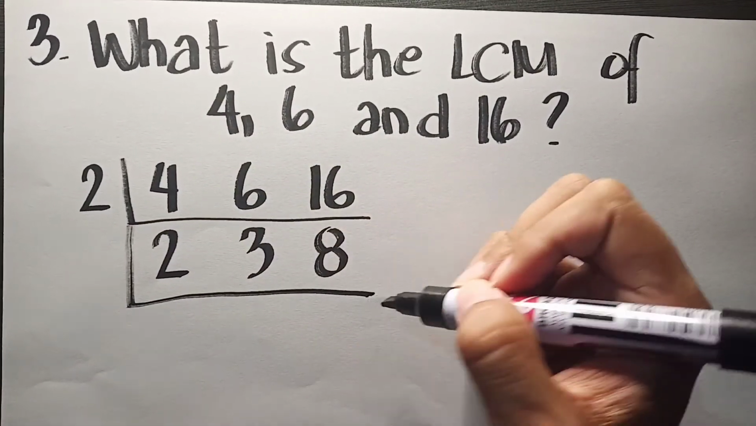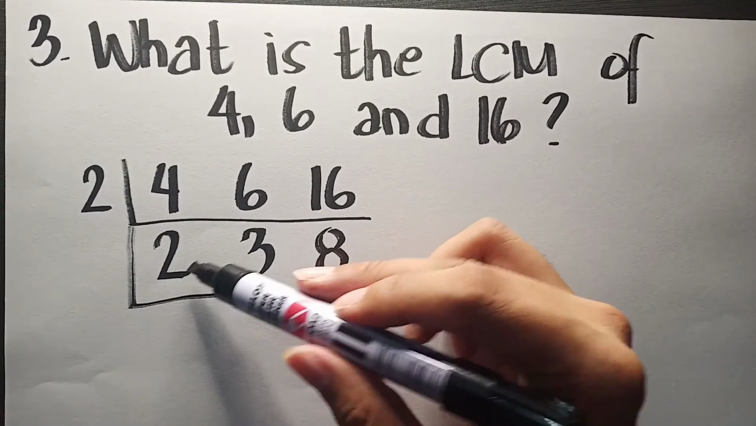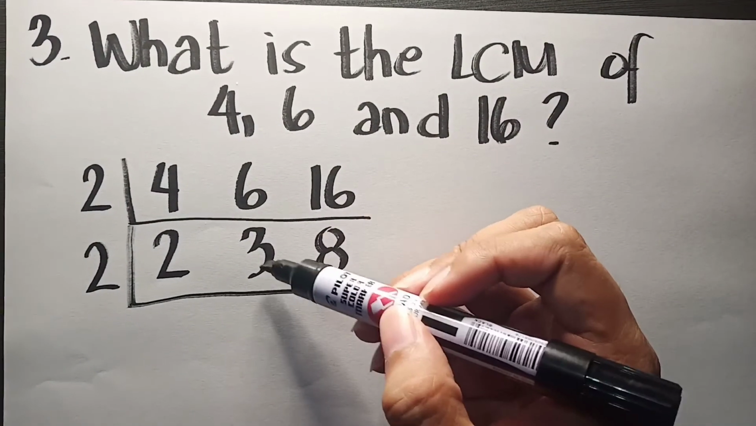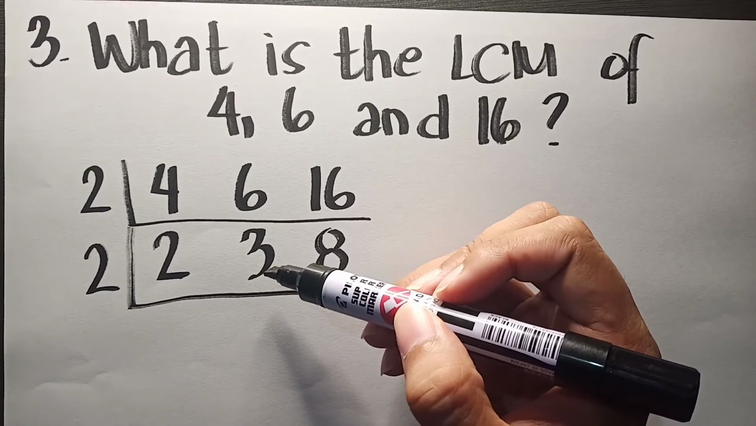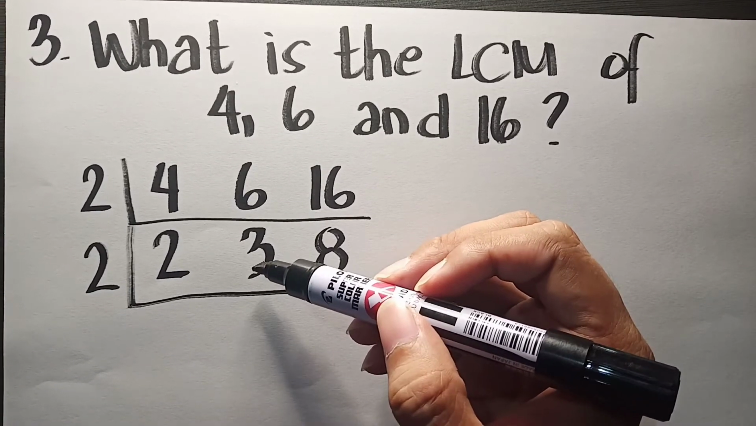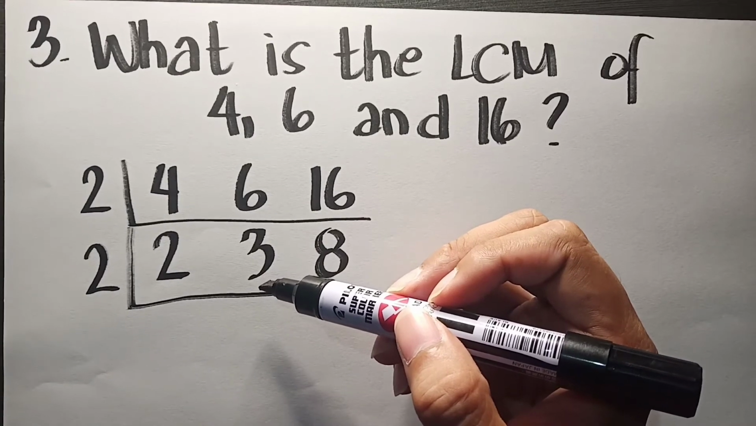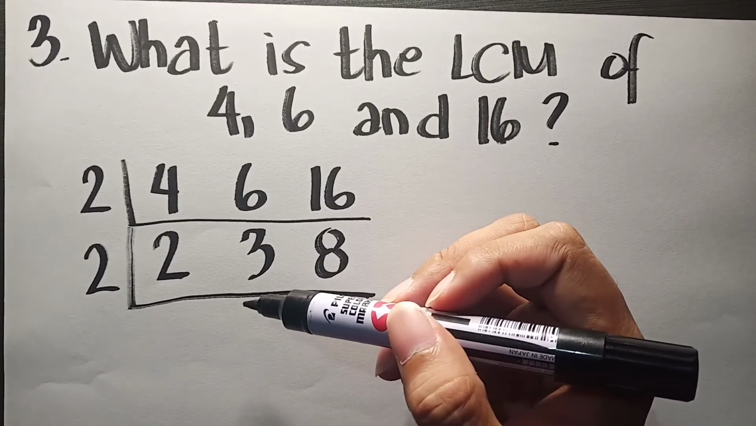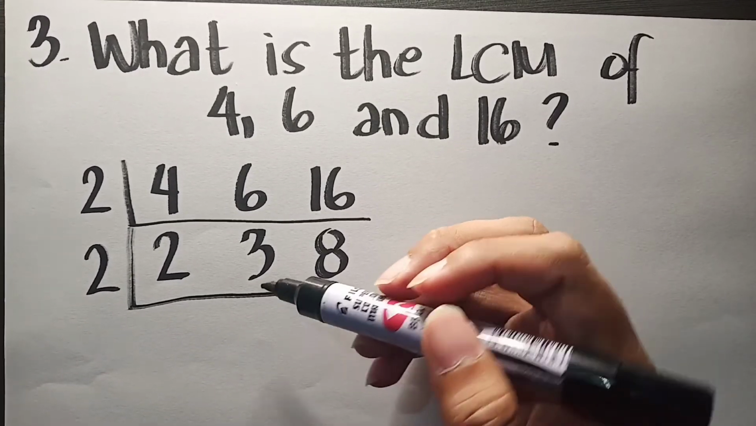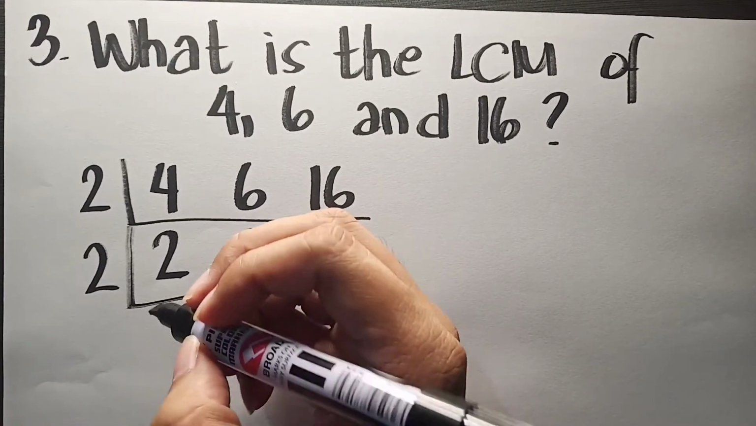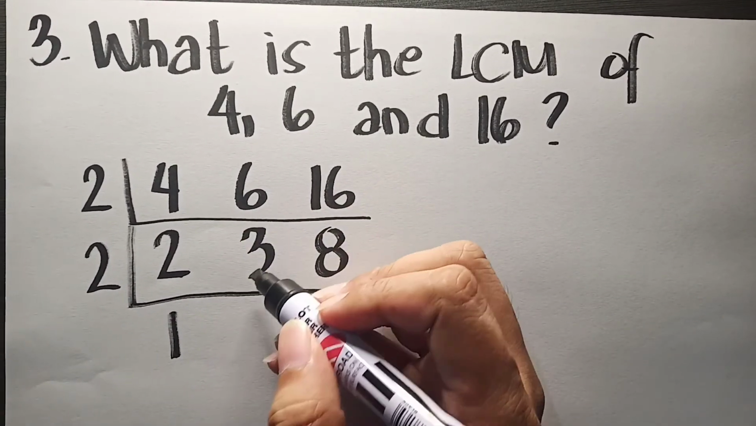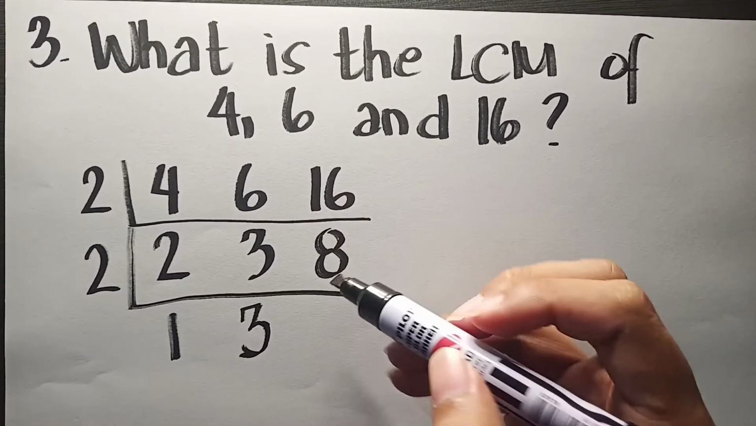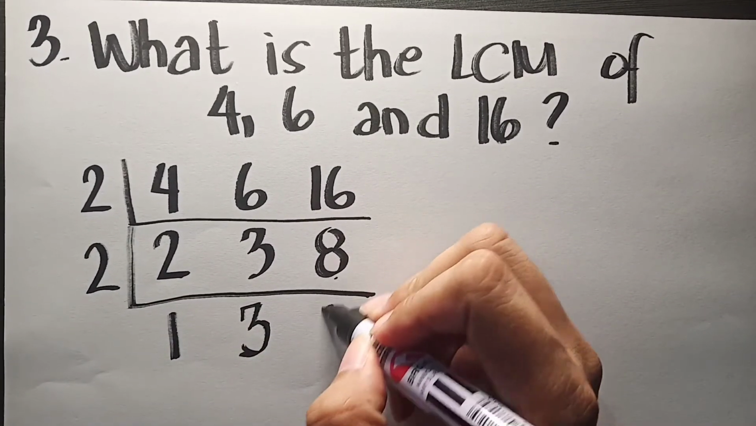Okay, so this time, we're just going to divide 2 and 8 by their common factor, which is 2. But we're not going to include 3 since 3 cannot be divided by 2. So again, in LCM, if at least 2 numbers can be divided by the same factor, we can continue the division. Okay, so we divide now 2 divided by 2, we have 1. And then since 3 cannot be divided by 2, you just copy 3. Then 8 divided by 2 is 4.